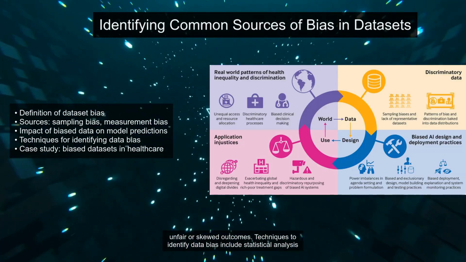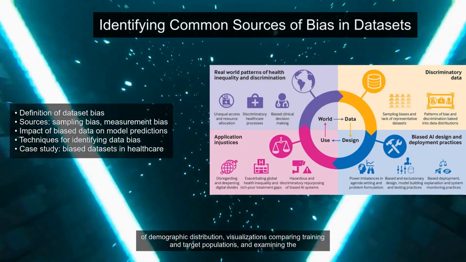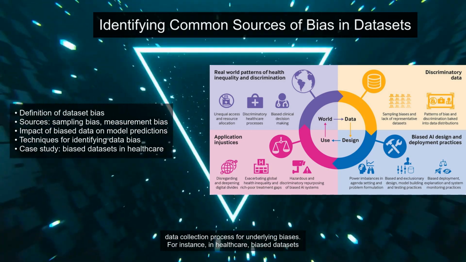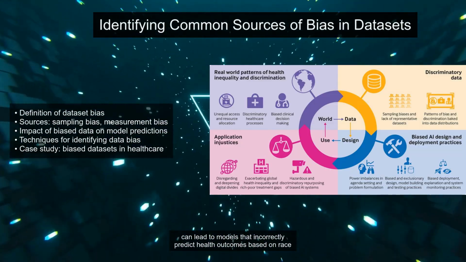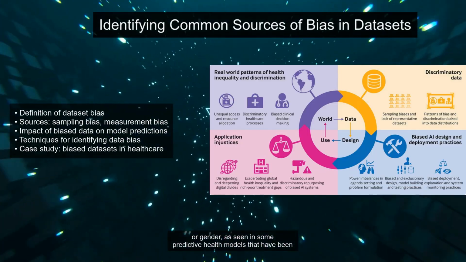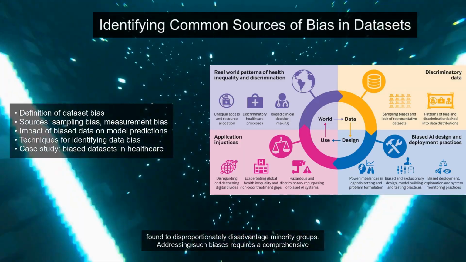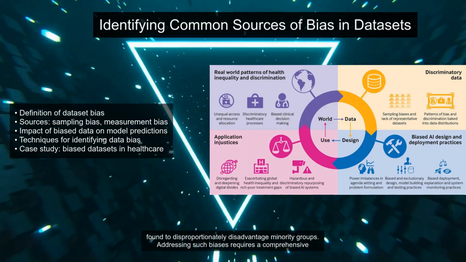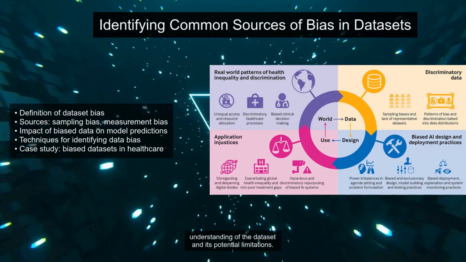Techniques to identify data bias include statistical analysis of demographic distribution, visualizations comparing training and target populations, and examining the data collection process for underlying biases. For instance, in healthcare, biased datasets can lead to models that incorrectly predict health outcomes based on race or gender, as seen in some predictive health models that have been found to disproportionately disadvantage minority groups. Addressing such biases requires a comprehensive understanding of the dataset and its potential limitations.